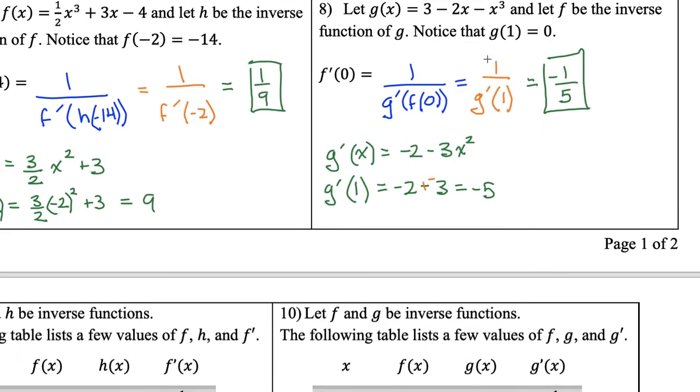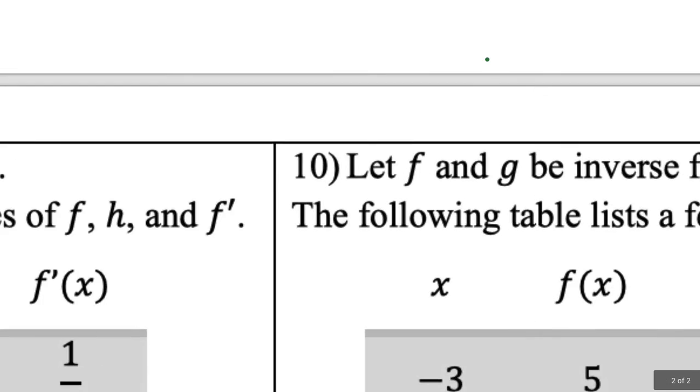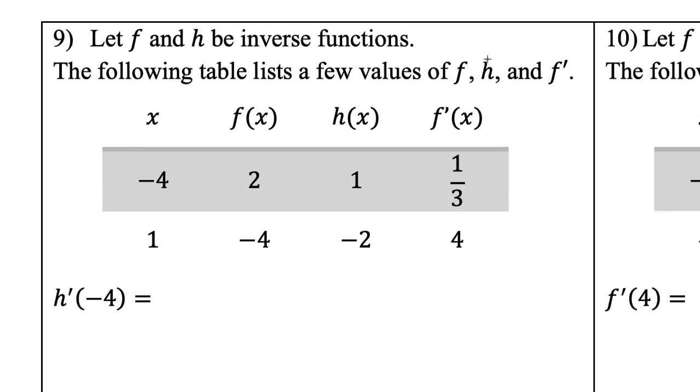All right, that was page 1. On to page 2. These are the table values. So on to number 9. Let's zoom in here. Maybe too much. On number 9. There we go.